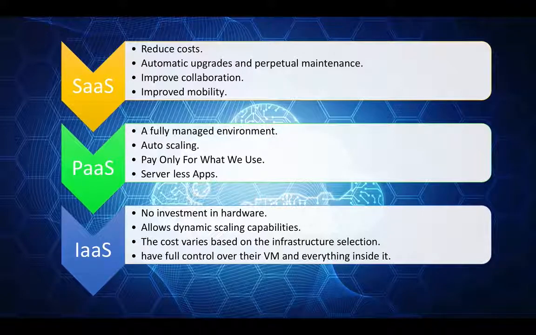Referring to the cloud computing service models, we will talk about basic capabilities of SaaS, PaaS, and IaaS. Software as a service: reduced cost, automatic upgrades and perpetual maintenance, improved collaboration, improved mobility. Platform as a service: a fully managed environment, auto scaling, paying only for what we use, serverless apps. Infrastructure as a service: no investment in hardware, dynamic scaling capability. The cost varies based on the infrastructure selection. You have full control over the VM and everything inside it.